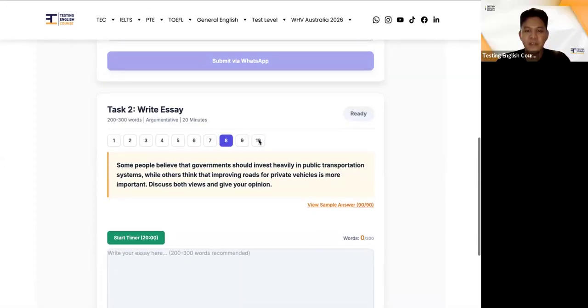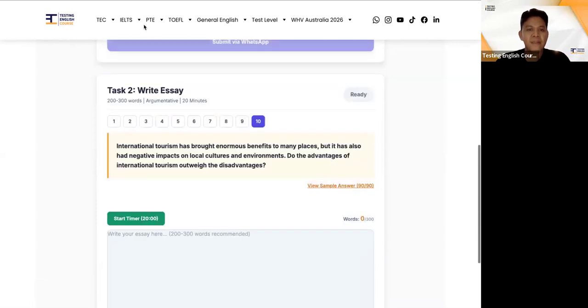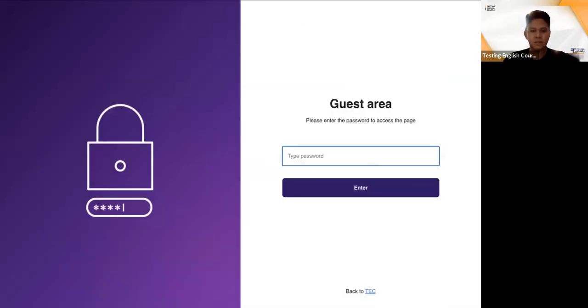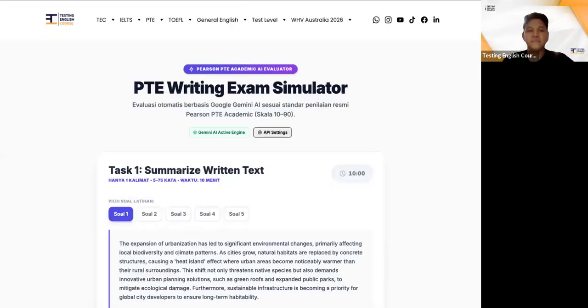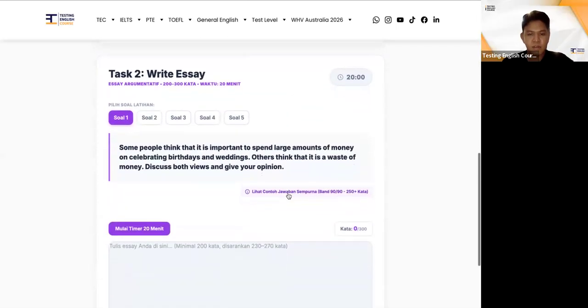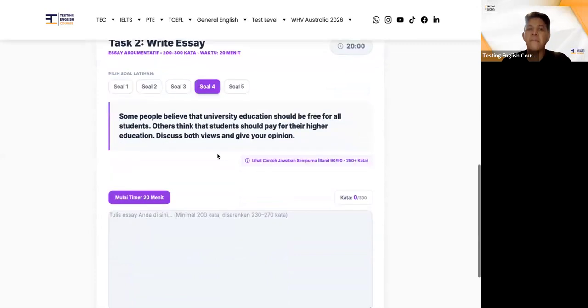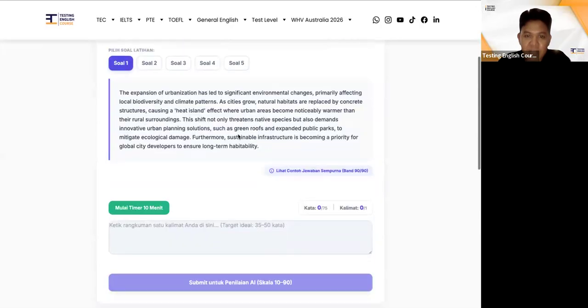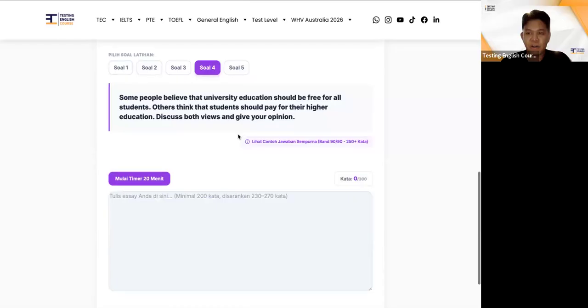So we can definitely choose either one of these. But last time, did you practice? Wait a minute. If I'm not mistaken, okay, among this, let's say, is it activated? Gemini Activate Engine, okay. We have integrated with Google AI.